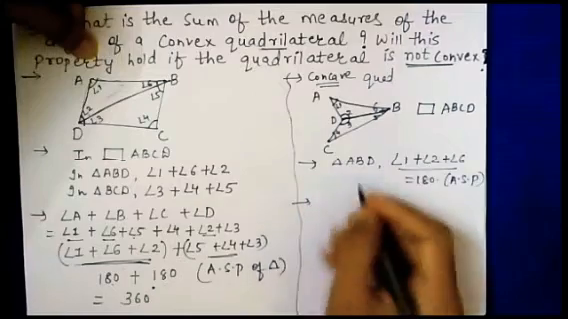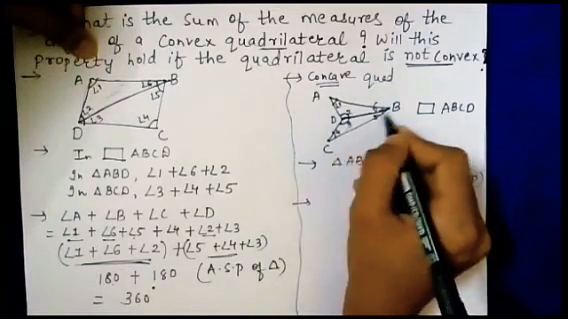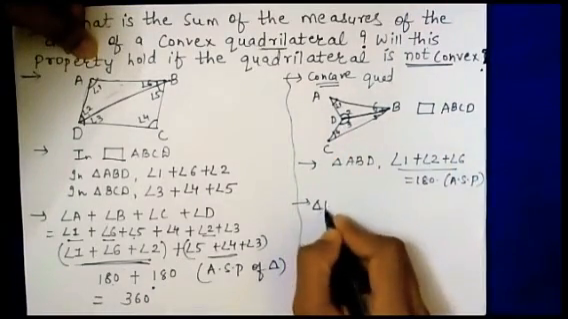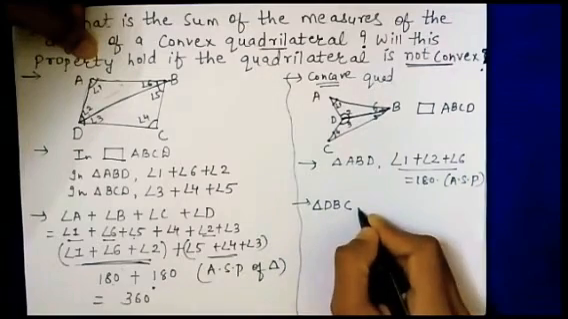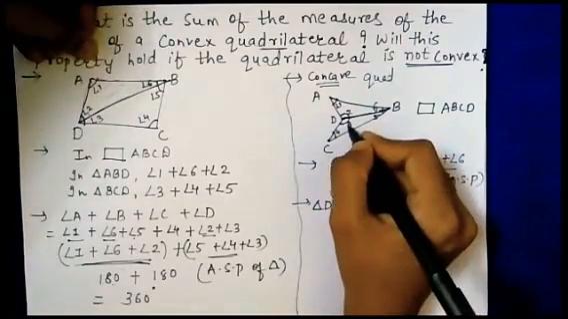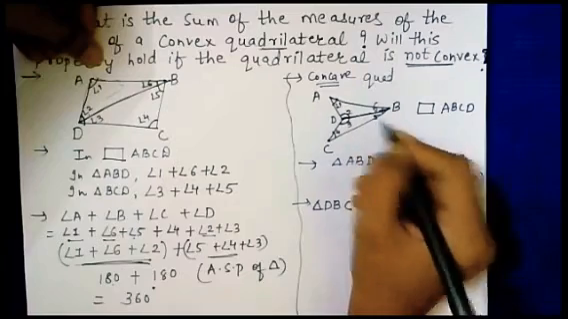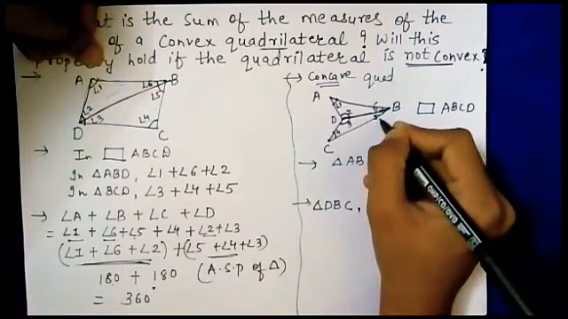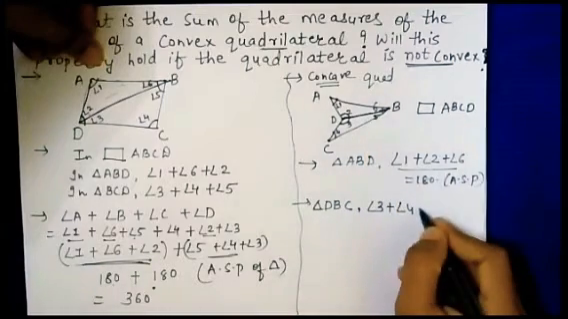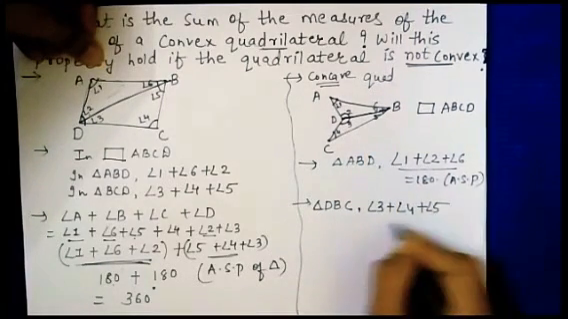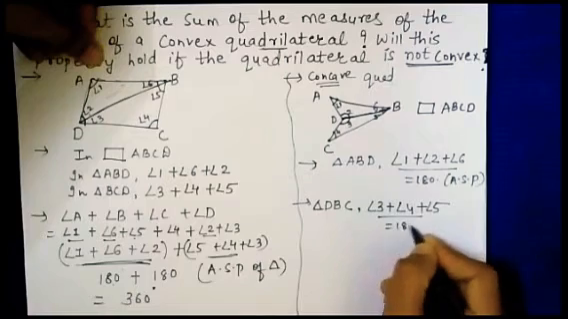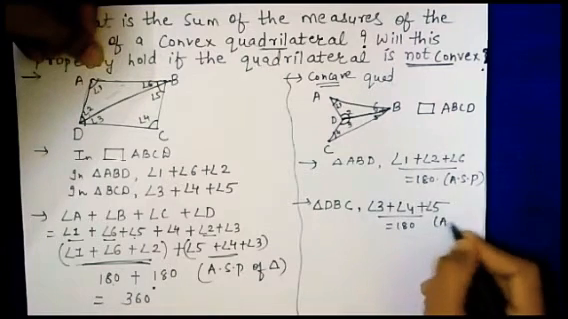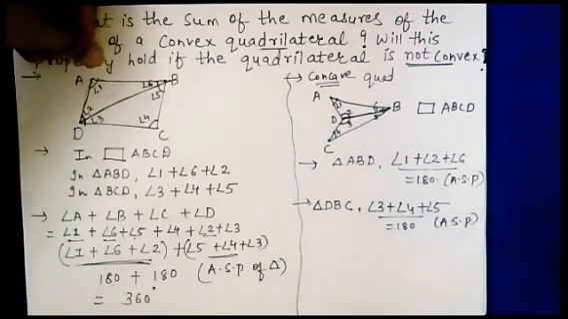Okay, now our second triangle is DBC. So here also angle 3 plus angle 4 plus this angle 5. The total of these three will also be equal to 180 degrees, again by the angle sum property of a triangle.